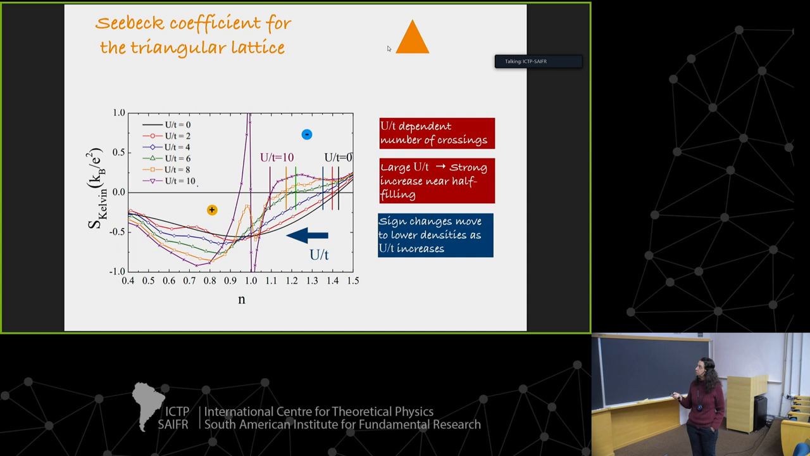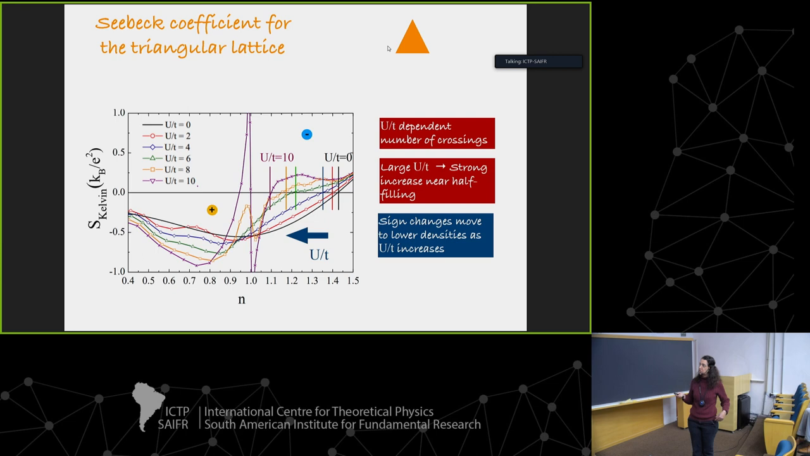I'll start with the triangular lattice. I zoomed in on the region of interest, around half filling, and I cut off the Seebeck coefficient above and below, so it goes higher and lower than shown. Close to half filling, around 0.996, we have a peak that shows a steep increase of the Seebeck coefficient, which is what we were interested in at the beginning.